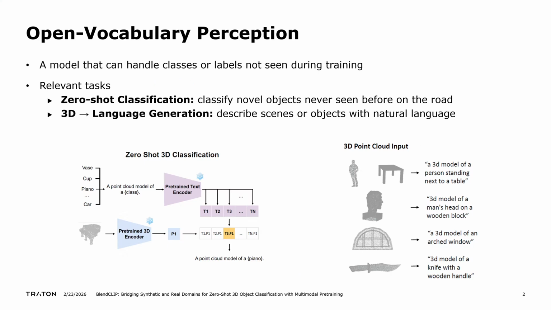And this could be relevant for us for zero-shot classification of objects, where we want to classify those that had not been seen before at all, they had no representation, or if we want to generate language from the 3-dimensional models or point clouds directly.